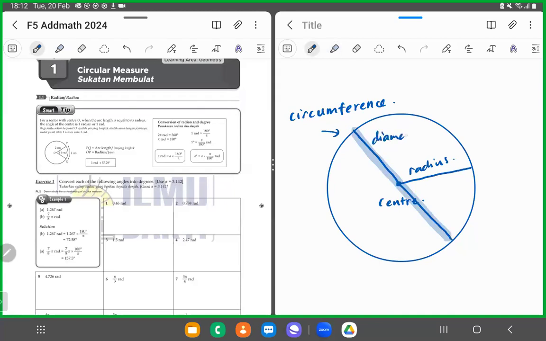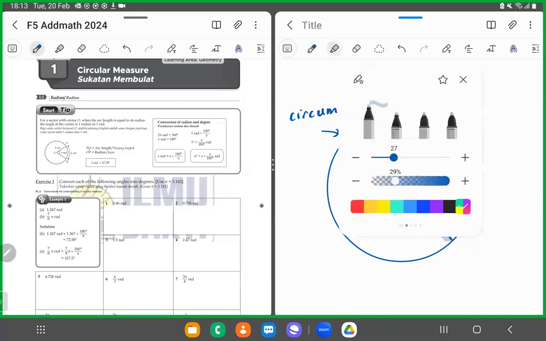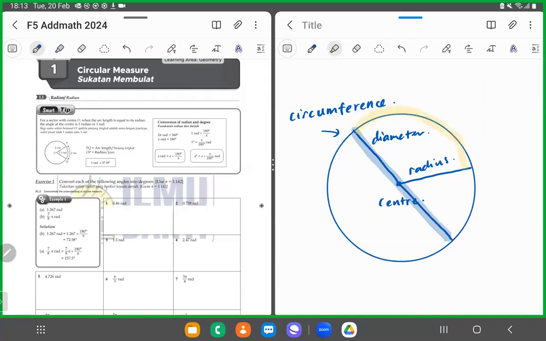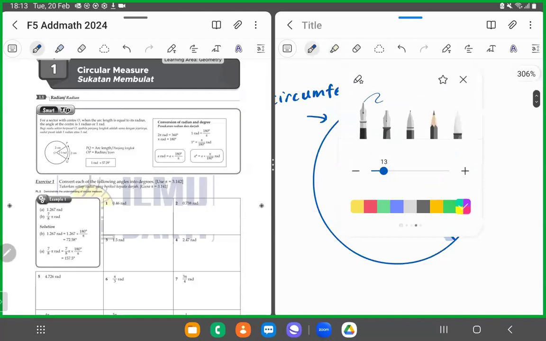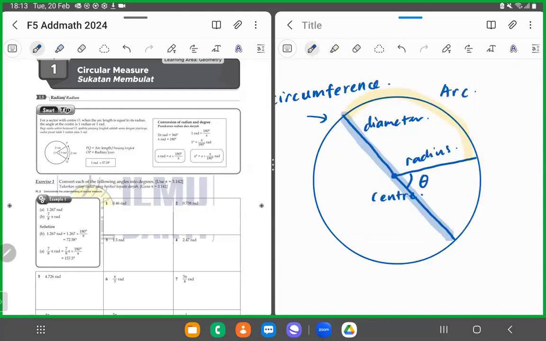Very simple, right? And then for a circle you will have this curved line also, this part. If it is part of the circumference, then we call it an arc, A-R-C, arc. The whole circle outline we call the circumference, part of it we call an arc. And then the angle at the center, normally we use the symbol theta, or you can use any other alphabets, no problem. So circumference, arc, radius, diameter, the center is a dot, and this angle we call the angle.